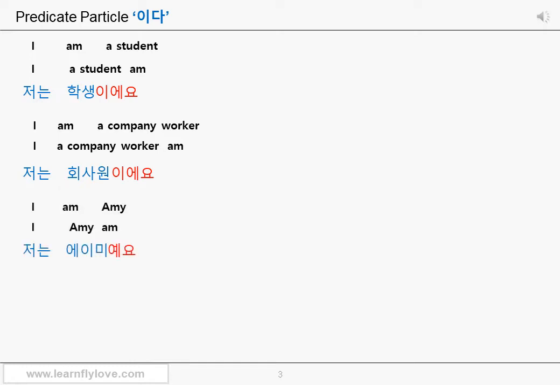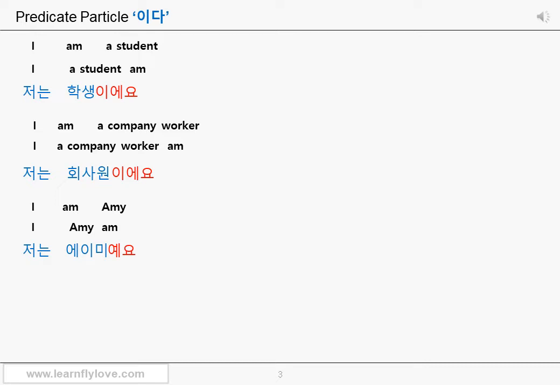Next example, I am Amy. I, Amy, am. 저는 Amy예요. Amy is an English name, but you can transcribe it using the Korean alphabet, and it looks like this. Amy. And the last me sound doesn't have a final consonant, so you need to use 예요 instead of 이에요. 저는 Amy예요. You might be able to transcribe your name using the Korean alphabet wherever you're from, but as you know, we don't have F, Z, or TH sound in Korean.